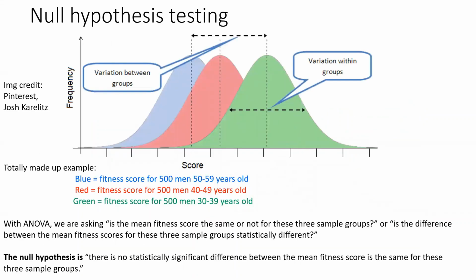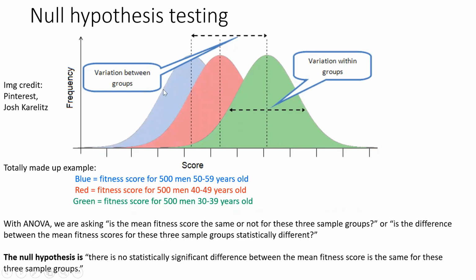Okay, even more specific example to help us understand. Let's pretend the blue histogram is the fitness score for 500 men aged 50 to 59. And the red pink histogram is the fitness score for 500 men from age 40 to 49. And let's pretend that the green histogram is the fitness score for 500 men aged 30 to 39 years old. Completely made this up just to help us illustrate what all these words mean.